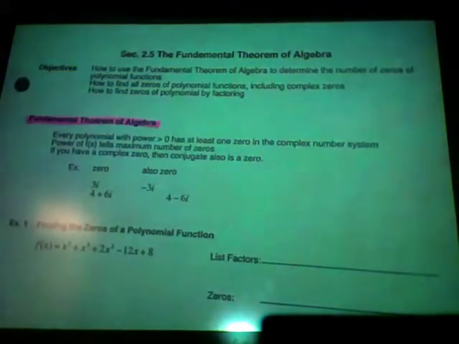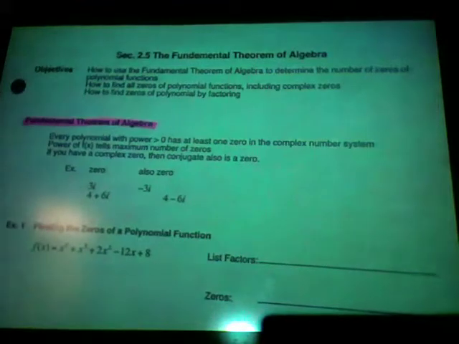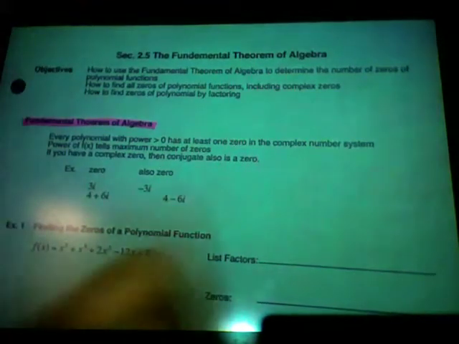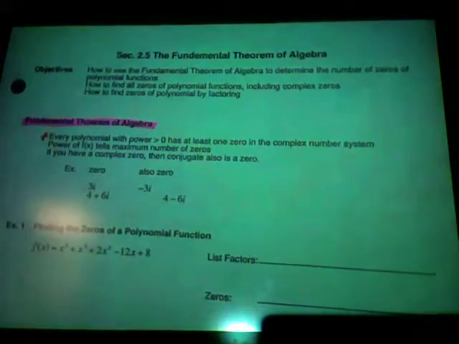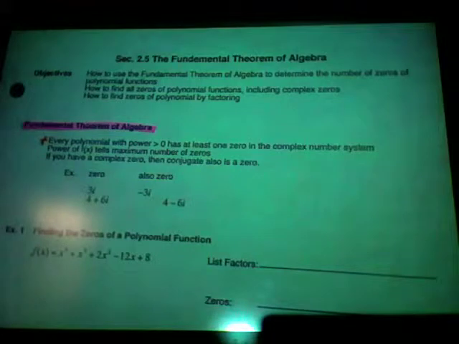I'm not going to force you to memorize any of this, but you already know all of it, so it's nothing that you have to memorize. Here are the things that it says. Every polynomial with a power greater than 0, which means if it had a power of 0, wouldn't it be like y equals 5, right? There would be no x variable. Has at least one 0 in the complex number system.